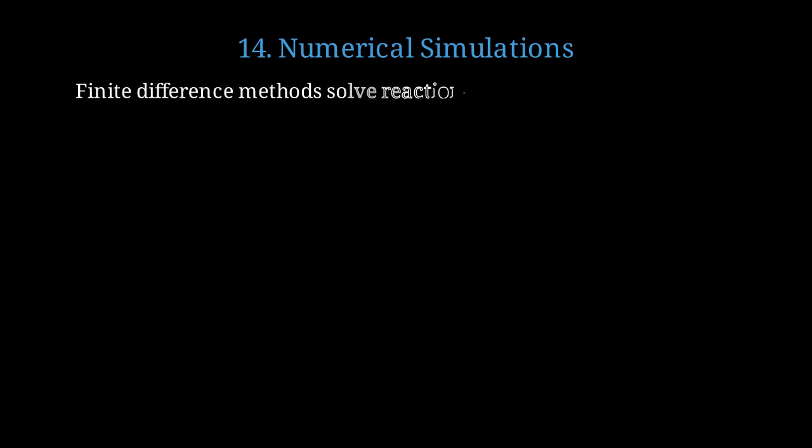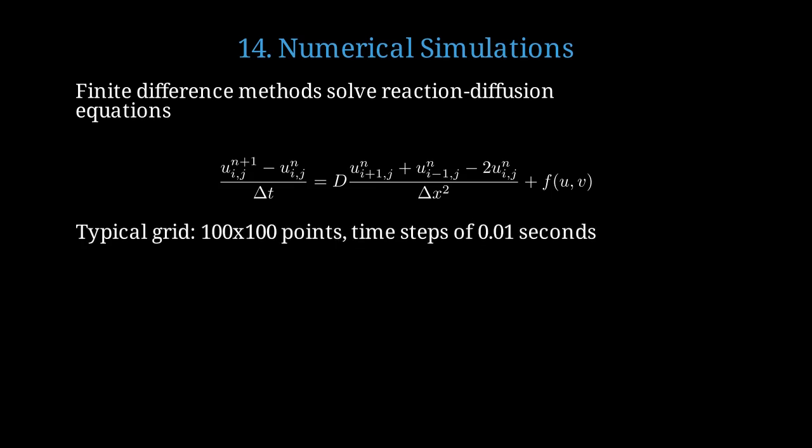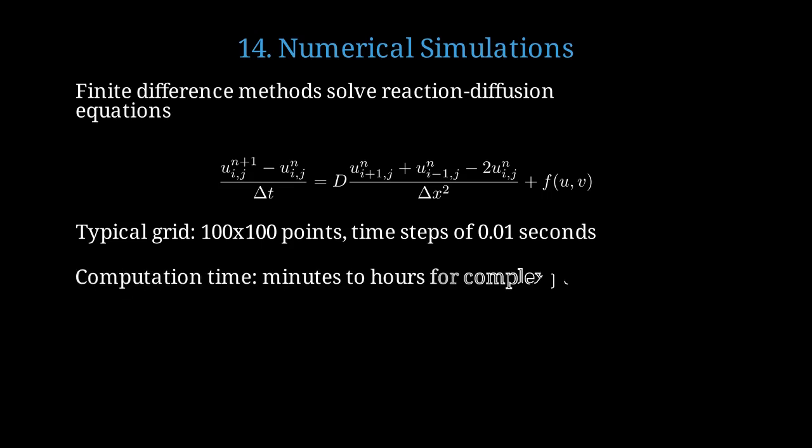Modern computers allow us to simulate these complex systems and predict their behavior. Finite difference methods discretize space and time to numerically solve the coupled reaction-diffusion equations governing droplet behavior. This finite difference scheme updates the concentration at each grid point based on diffusion from neighbors and local reaction kinetics. A typical simulation might use a 100 by 100 spatial grid with time steps of 0.01 seconds to capture the dynamics accurately. Depending on system size and duration, these simulations can take minutes to hours on modern computers to reveal emergent patterns.